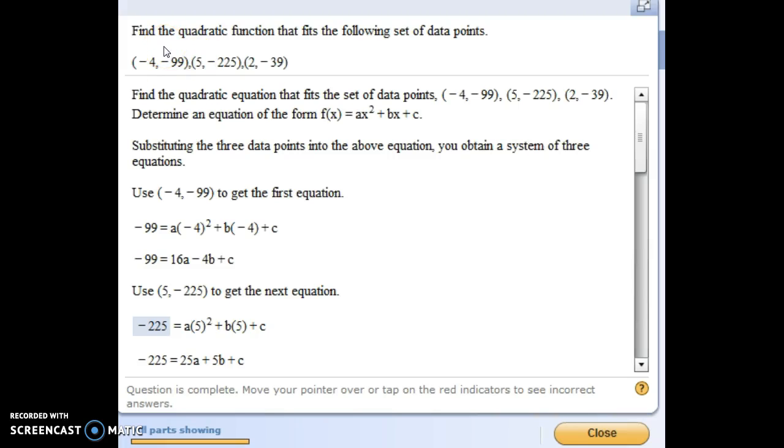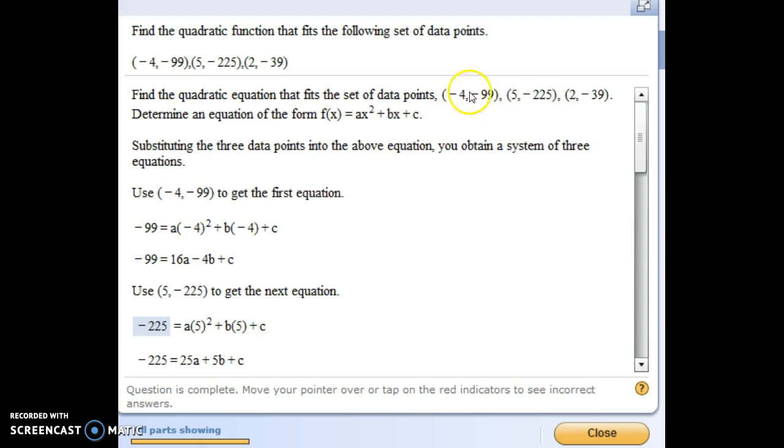I'm going to walk through this problem. It's an example of finding a quadratic function that fits 3 data points. So a quadratic function is going to be some number times x squared plus some number times x plus c, just some constant number at the end.